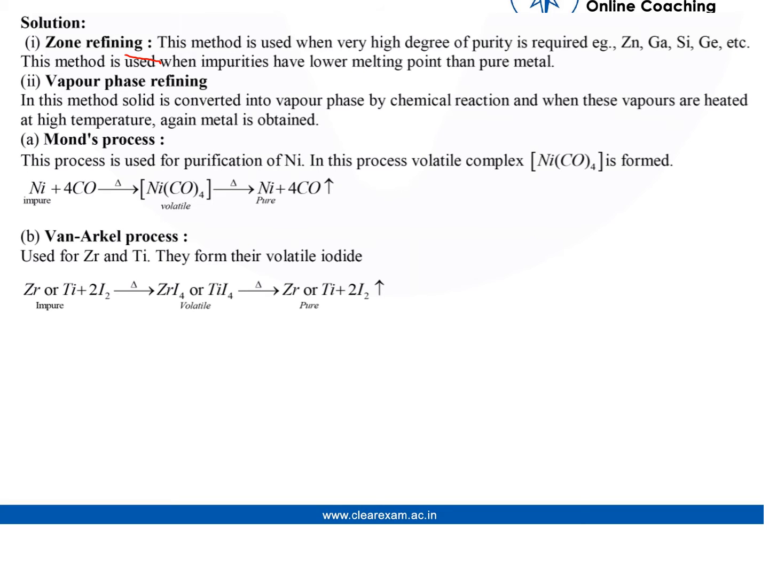Second part, vapor phase refining. In this method, the solid is converted into vapor phase by a chemical reaction, and when these vapors are heated at high temperature, again the metal is obtained.